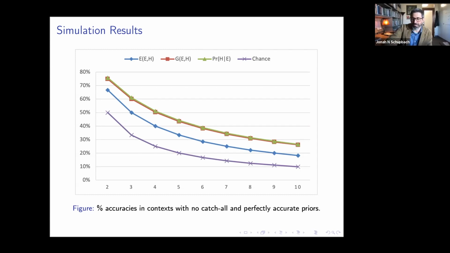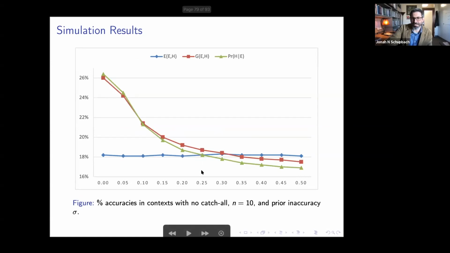If we let our priors be more and more inaccurate, we get these results. So again, we now have the success rates as a function of the inaccuracy of our priors. Notice the red line is, again, the new G measure. Here, at the beginning, we do slightly worse than posterior probabilities. But then we crisscross pretty quickly and start doing better than posterior probabilities. And eventually, the E measures do slightly better, but only slightly.